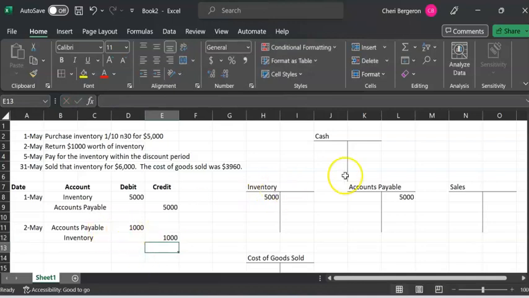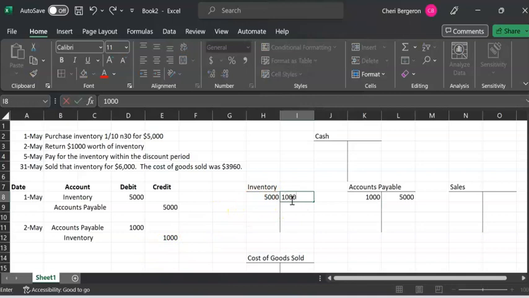So accounts payable, I debited it for $1,000. So right now I can look and see I don't owe $5,000 anymore. I owe $5,000 minus $1,000, so I only owe $4,000. And for inventory, I credited it for $1,000. So I used to have $5,000 worth of inventory. Now I just reduced it by $1,000.